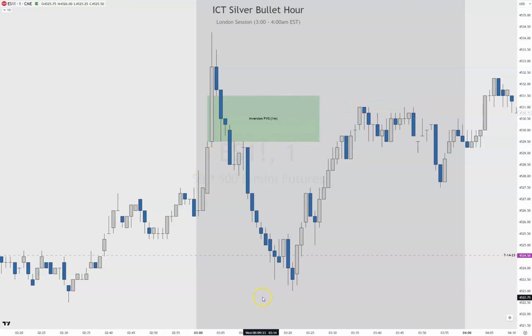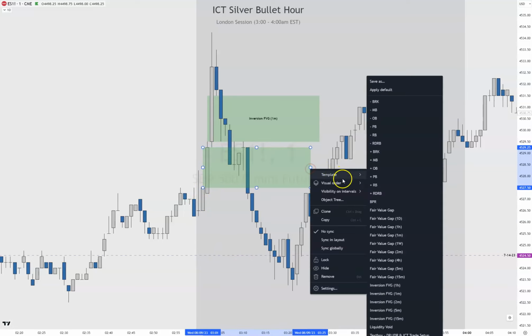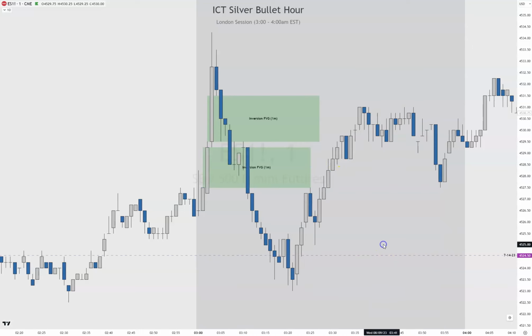Same with this one right here. This is now an inversion fair value gap. Okay. Till it gets traded through again, then we'd look for it to be resistance.